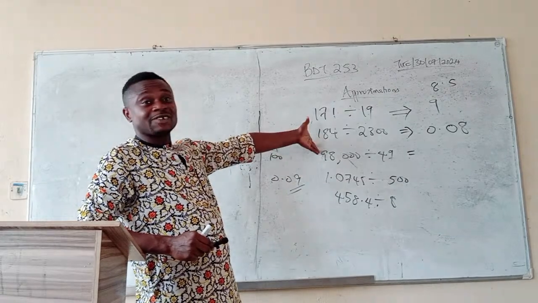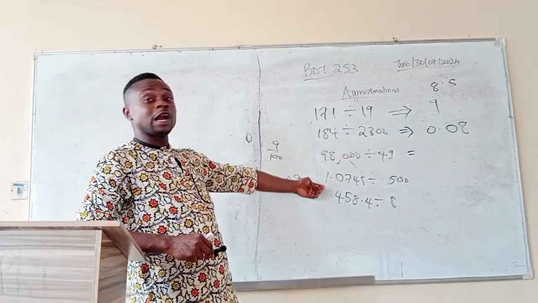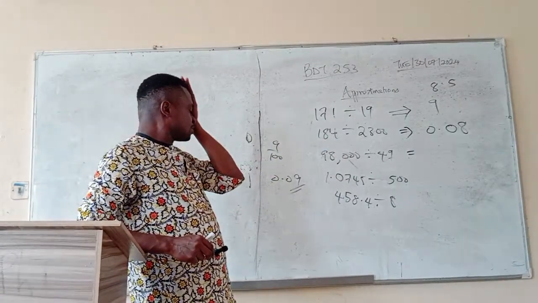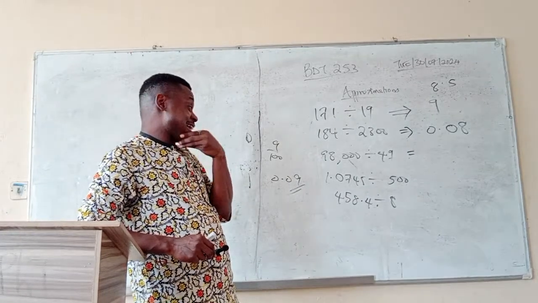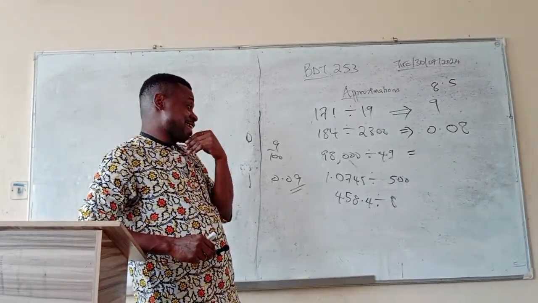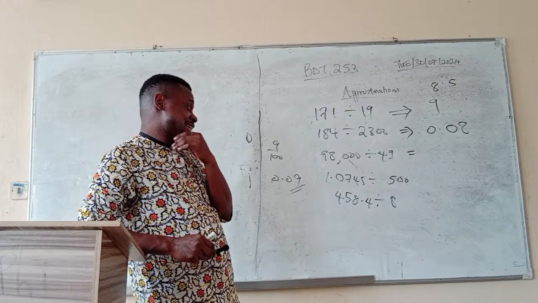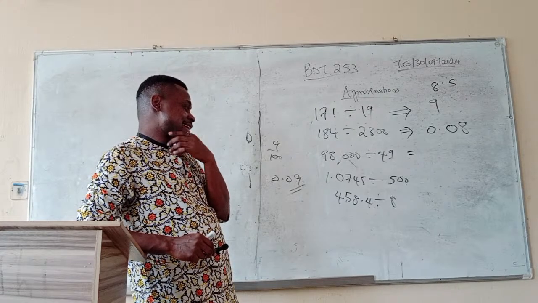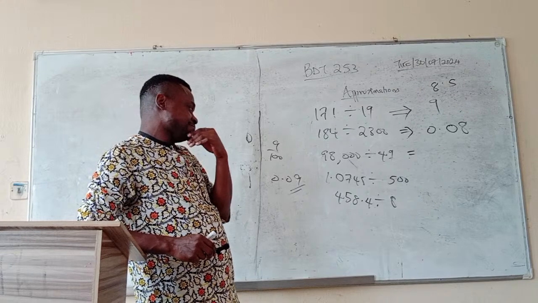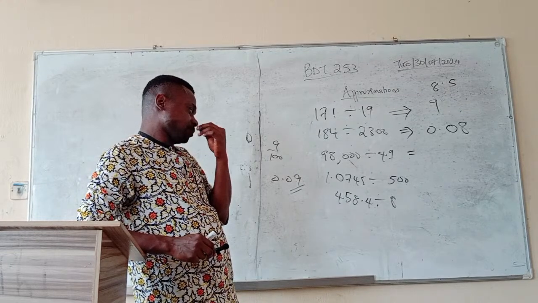So this one is easy, right? What about this one? 0.00. How did you get it? Change this one to the exponential form. Now you have to come to 10,000. 10,000 divided by 500 gives you 200. Come again.